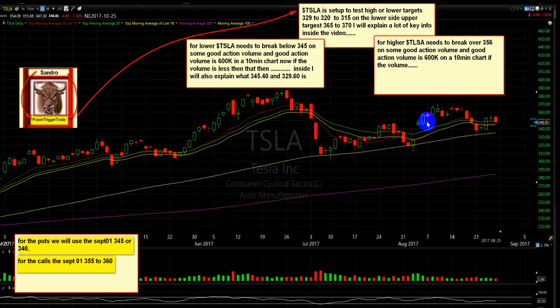Here's the thing about this pullback, people. It pulled back in a decision zone. We're in a chop zone between 356 and 345, and of course we're at the low end. This is a defensive line, by the way. The 345.40, 345 is a defensive zone, meaning they might want to bounce that area and then build, and then of course we break out higher.